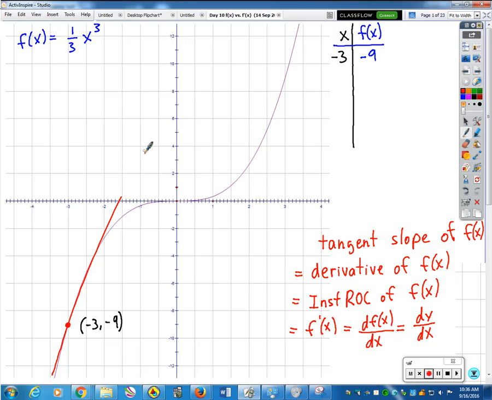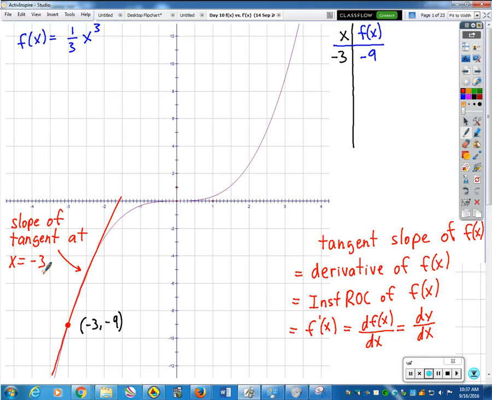Questions? Okay. So when I say this is f of x, and if I write over here, the slope of the tangent at x equal negative 3. We're looking at the slope of this line.